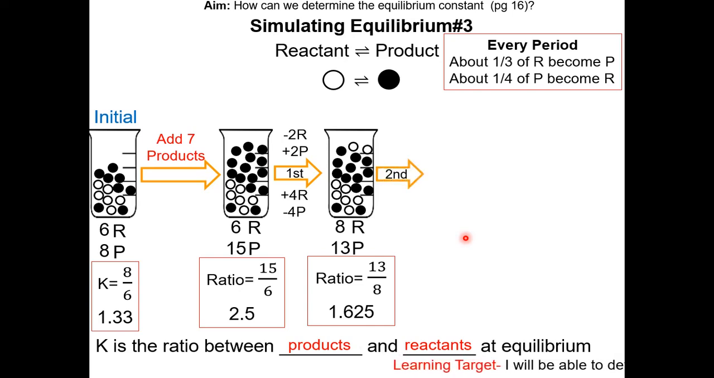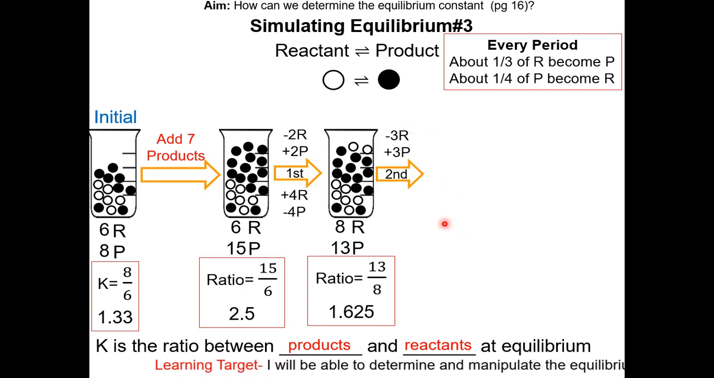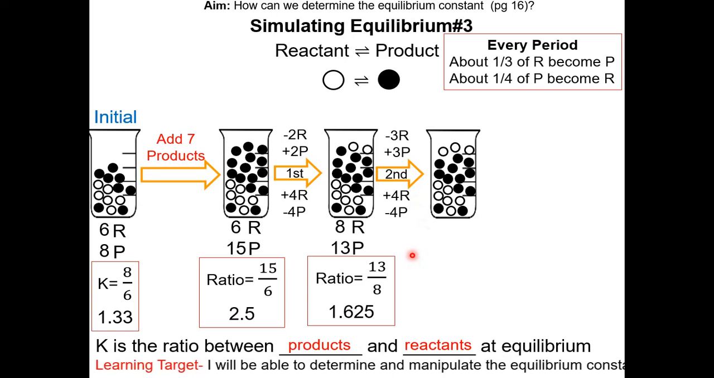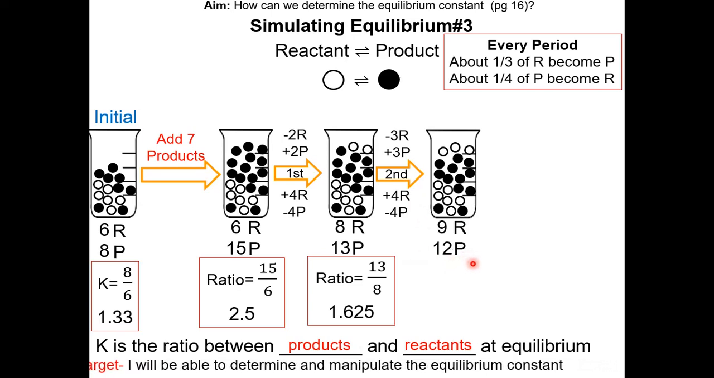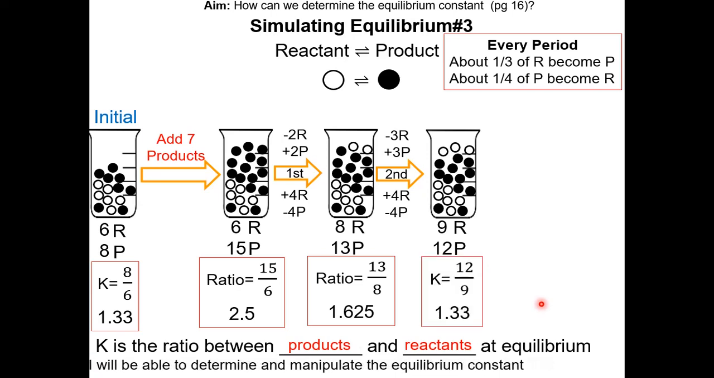In the next period, for the forward reaction, 1/3 of reactants become products. 1/3 of 8 is roughly 3, so 3 reactants become products. In the reverse reaction, about 1/4 of products become reactants. 1/4 of 13 is roughly 4, so 4 products become reactants. We still have 21 particles, 9 are reactants, and 12 are products. The ratio is 12/9. 12/9 is the same value as 8/6.